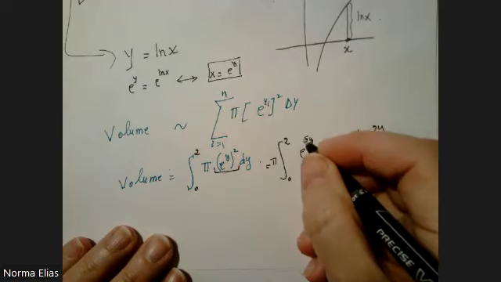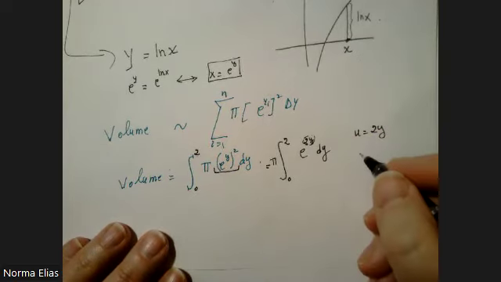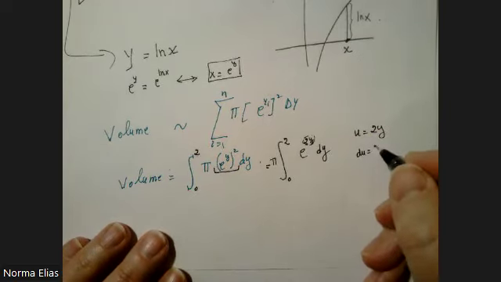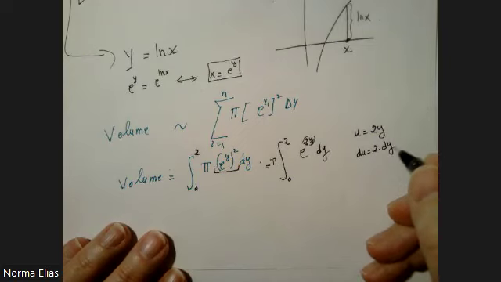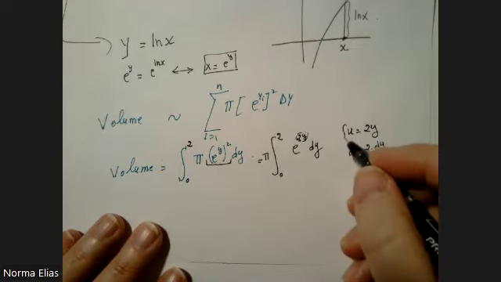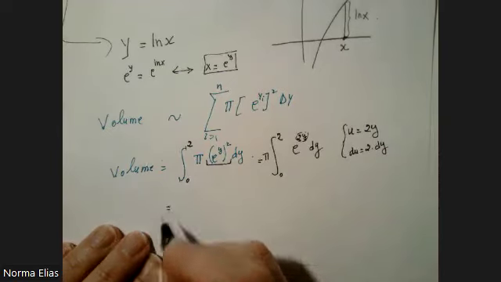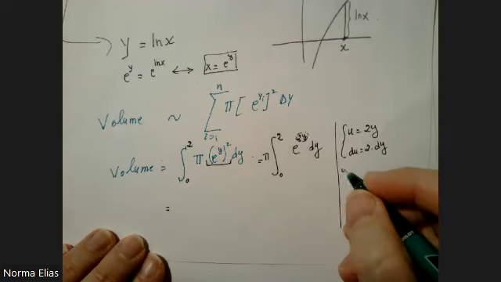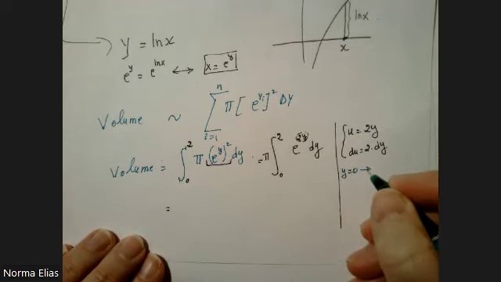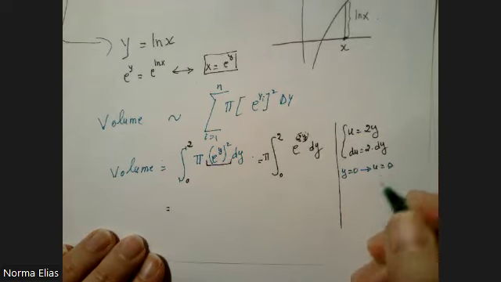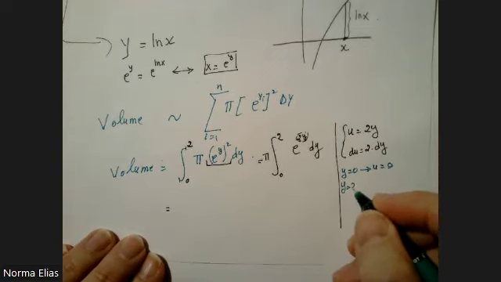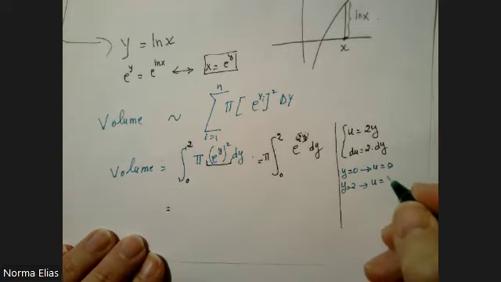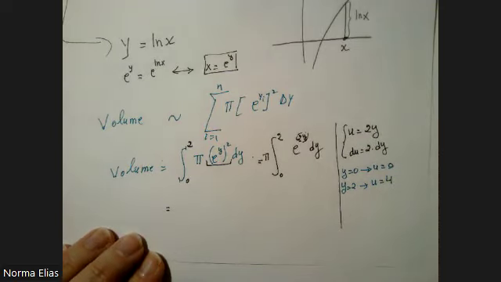I have an inside function, so I have to do that. The du is 2 dy. And now we can change the limits now or at the end, but the limits are easy. I'm going to change the limits. If y is 0, u is 0. If y is 2, u is 4. Once I change the limits, I am practically done.